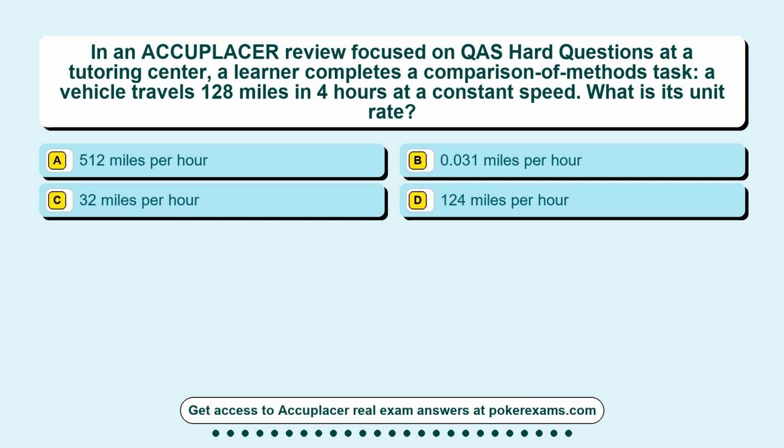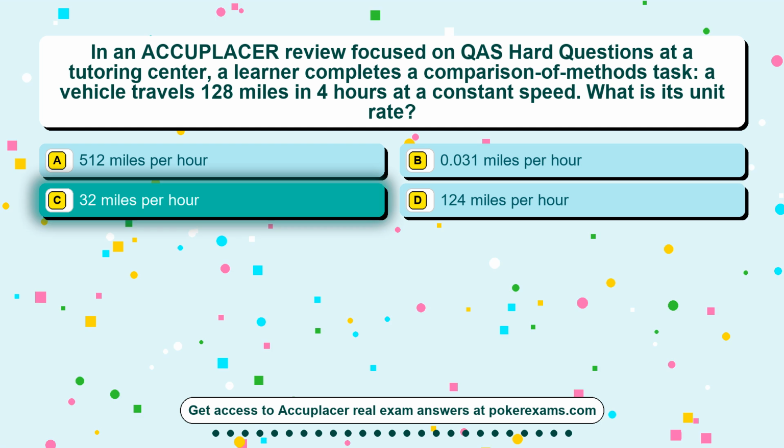Question 23. In an ACCUPLACER review focused on QAS hard questions at a tutoring center, a learner completes a comparison-of-methods task. A vehicle travels 128 miles in 4 hours at a constant speed. What is its unit rate? Option A, 512 miles per hour. Option B, 0.031 miles per hour. Option C, 32 miles per hour. Option D, 124 miles per hour.